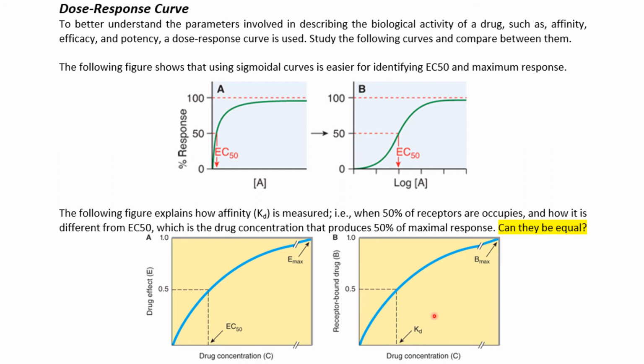But in cases where you have spare receptors, these two will be different, because just because you had 50% of the receptors occupied does not mean that you will have 50% of the effect. So these two can be equal if there are no spare receptors. In cases where there are spare receptors, these two values will be different. So the general rule of thumb is that these two are not equal, to start with.